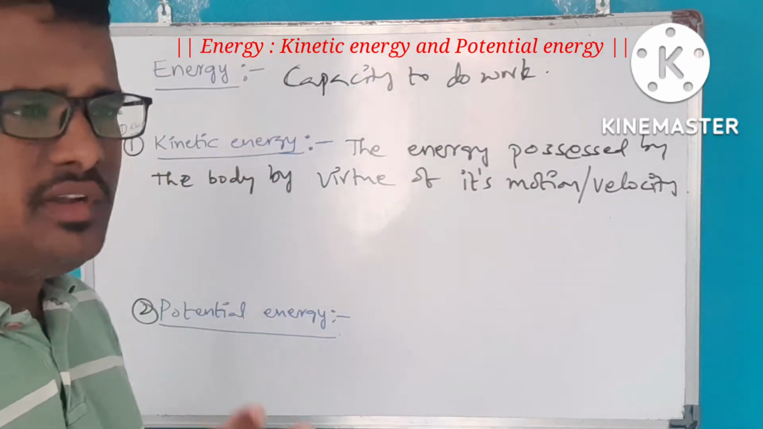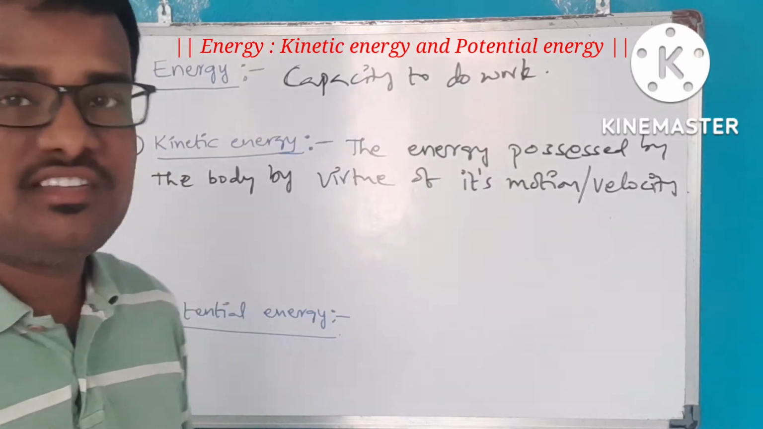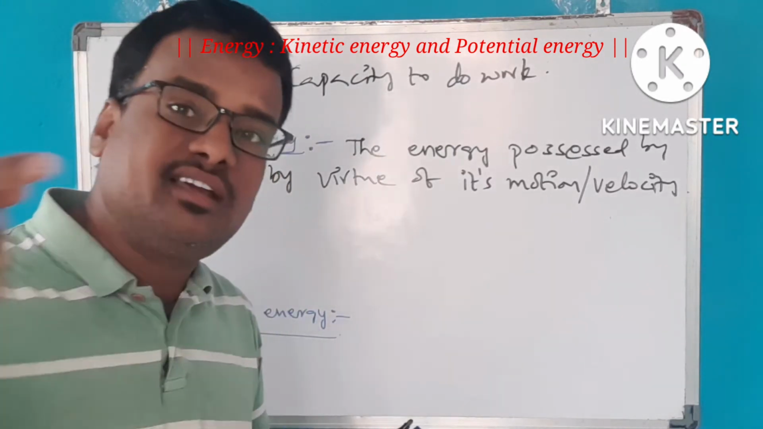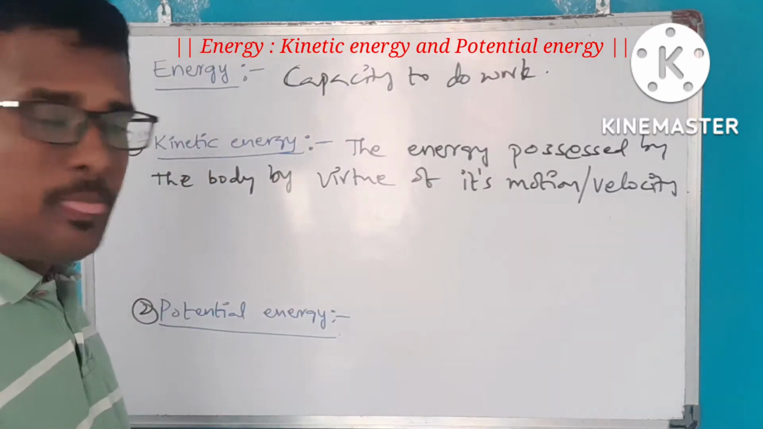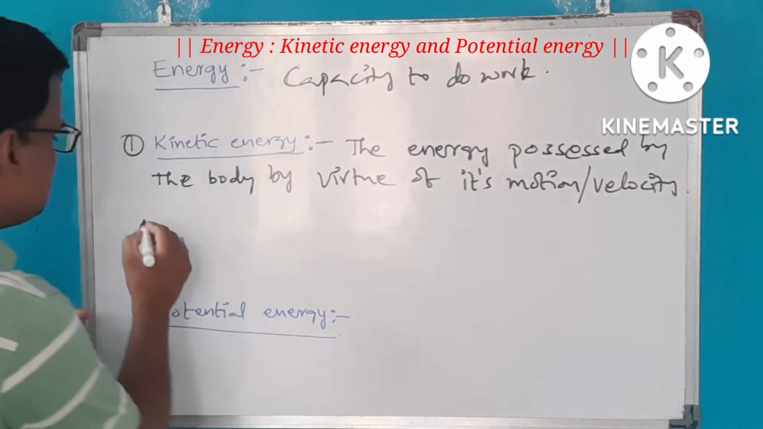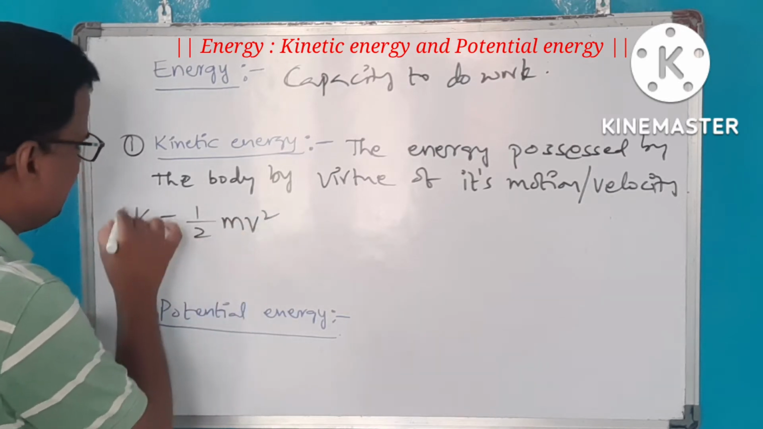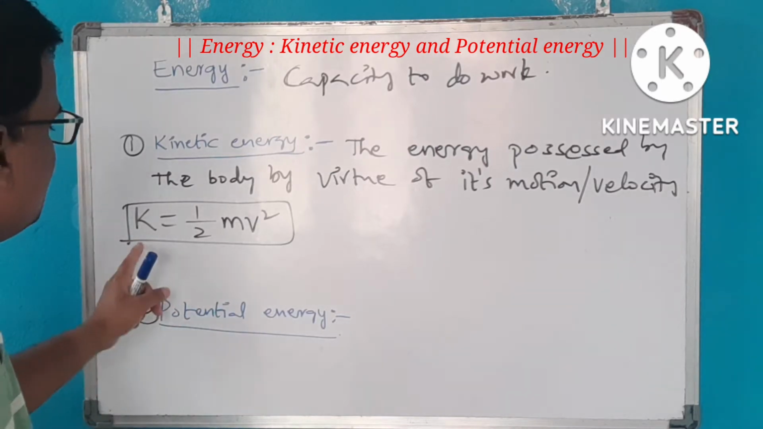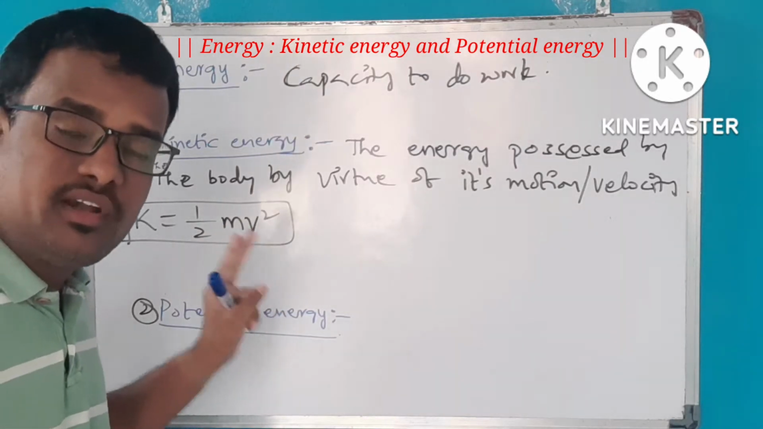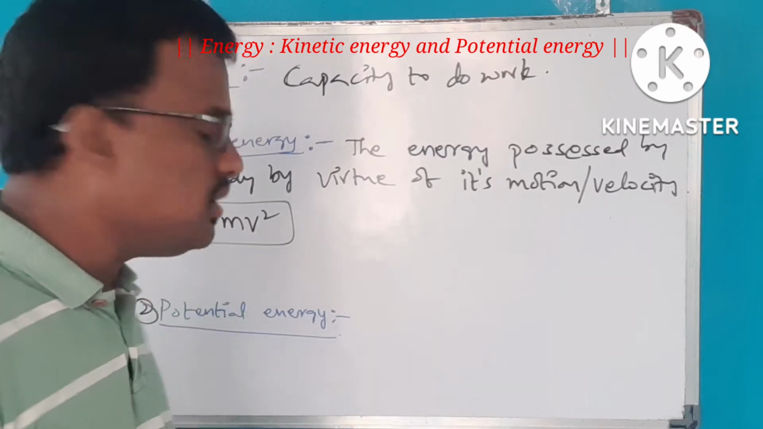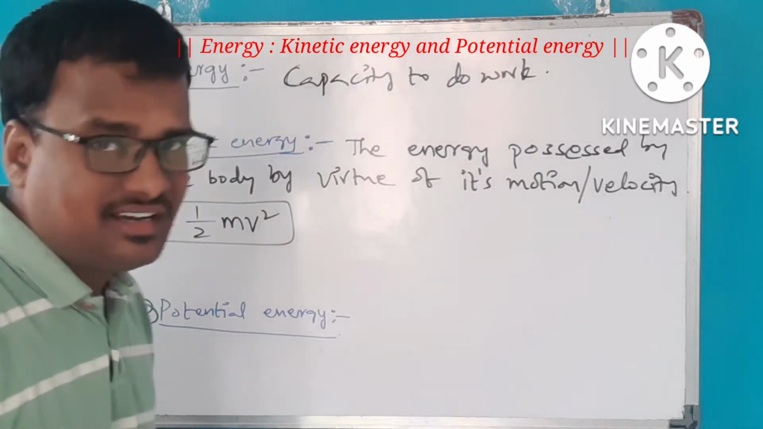So if any body in the universe possesses some energy due to its motion or its increasing velocity, that energy is called kinetic energy. Now, what is the kinetic energy equation? Kinetic energy is equal to half mv square. Here m represents the mass of the body and v represents the velocity of the body. So half into mv square is the equation for kinetic energy.